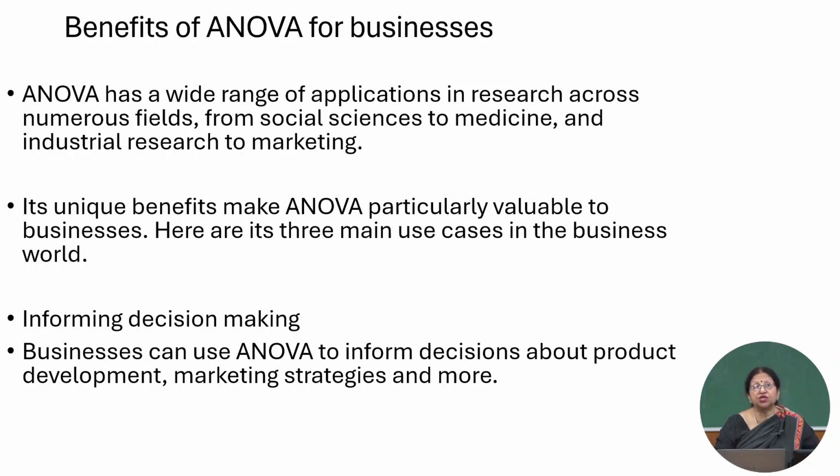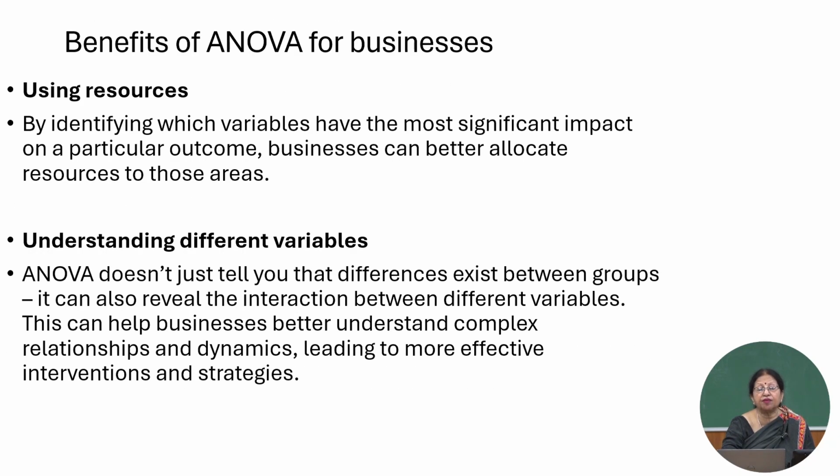So, in the business community, ANOVA is very, very widely used because it really helps them in mainly three ways. One is informing decision making, second is using resources, and third is understanding different variables. So, using resources: by identifying which variable has the most significant impact on a particular outcome, businesses can better allocate resources to those areas.